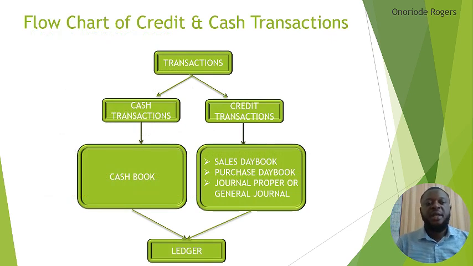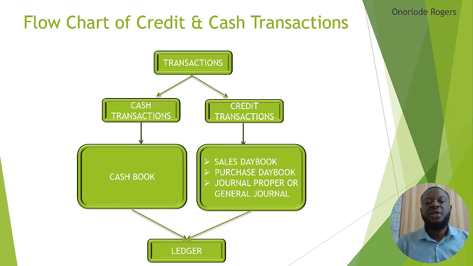Okay, now let's place the cash transactions and the credit transactions in the flow chart. Let's see how they flow through the ledger. Here we have the cash transactions on the left-hand side and the credit transactions on the right-hand side. The cash transactions must go to the cash book and end up in the ledger.